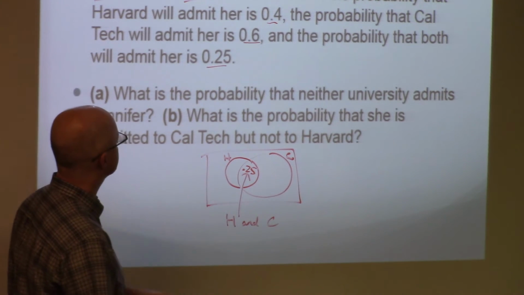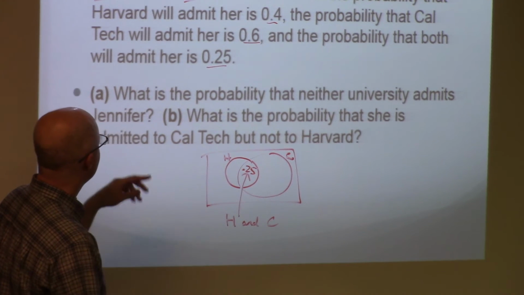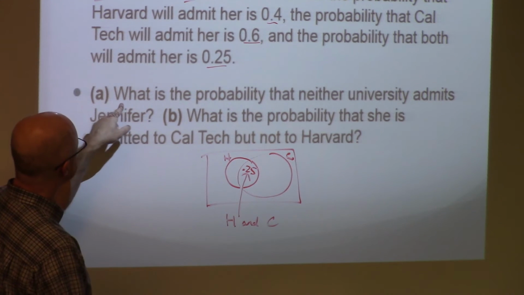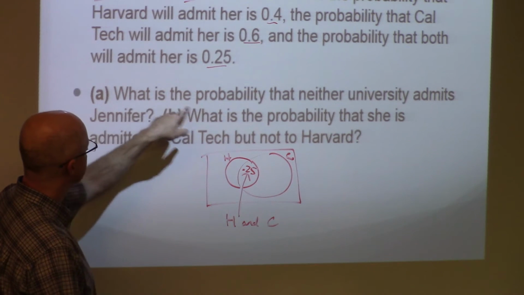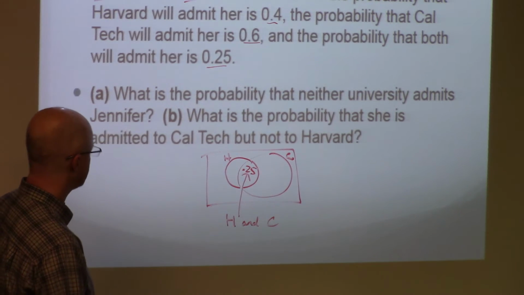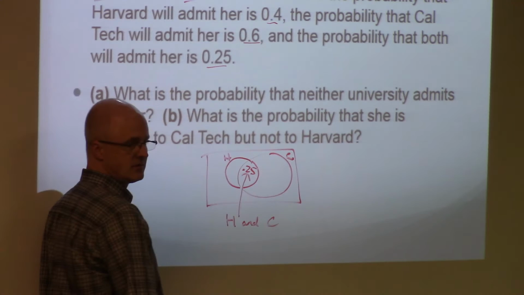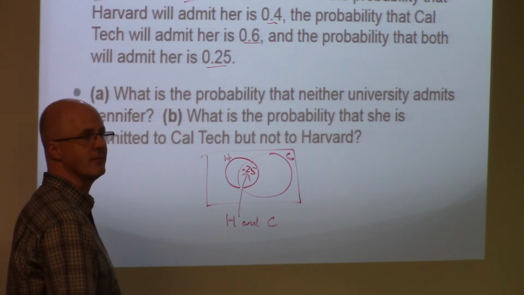Okay, that's what you should start labeling with. We're going to continue labeling to help us try to answer these questions. For example, in question A, it asks, what is the probability that neither university admits her? That means she's in neither of these circles. She's outside of both of them.